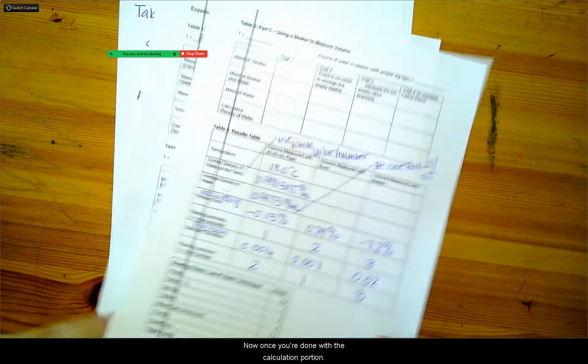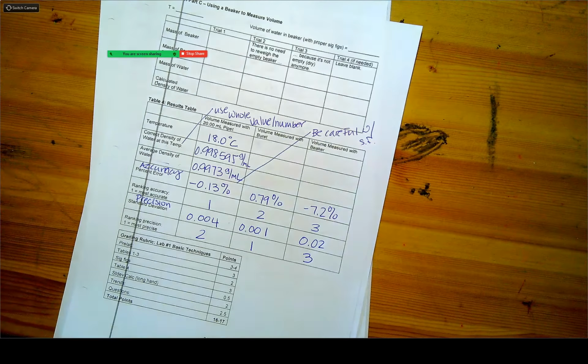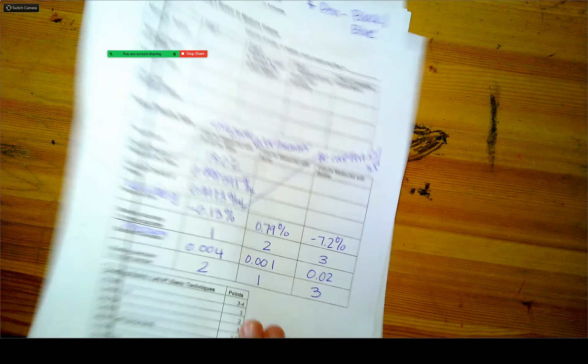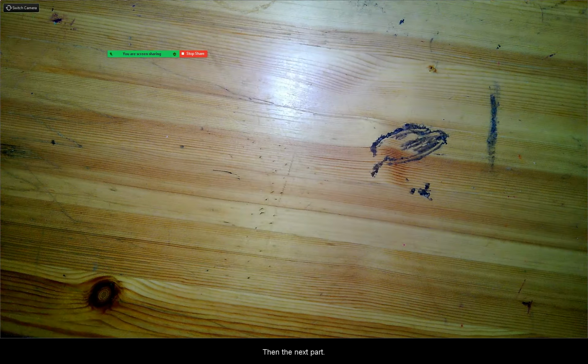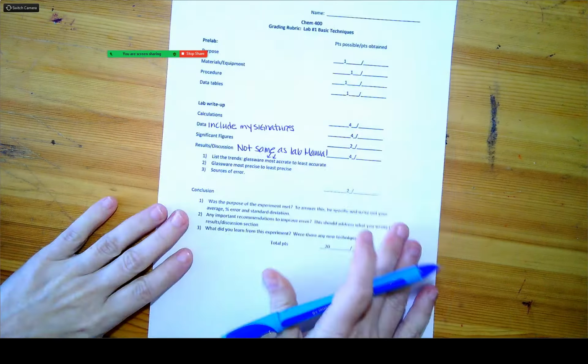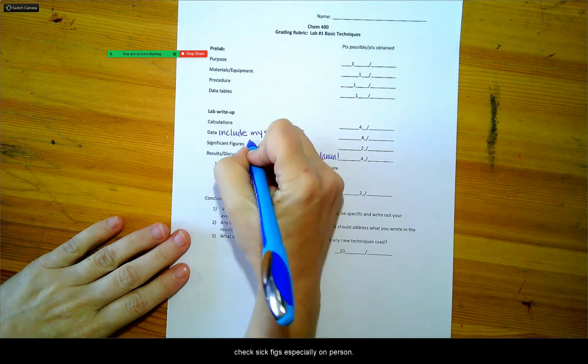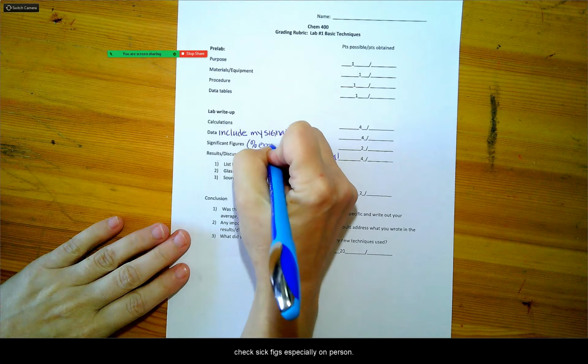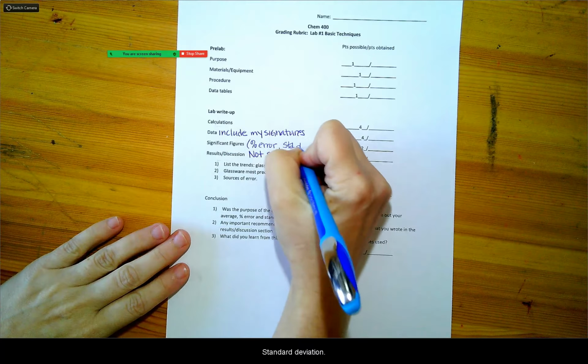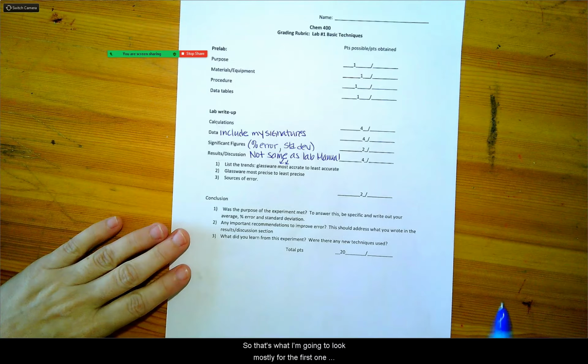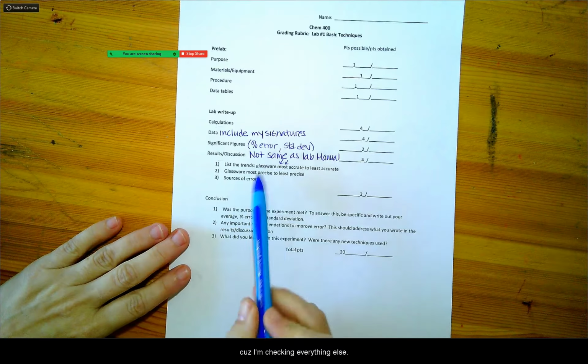Now, once you're done with the calculation portion, I'm finding my rubric here. Okay, let me get that back up. Once you're done with the calculations, then the next part of your lab report will be your results and discussion. So I'm going to check sig figs, especially on percent error and standard deviation. Okay, so that's where I'm going to look mostly for the first one, because I'm checking everything else in lab.